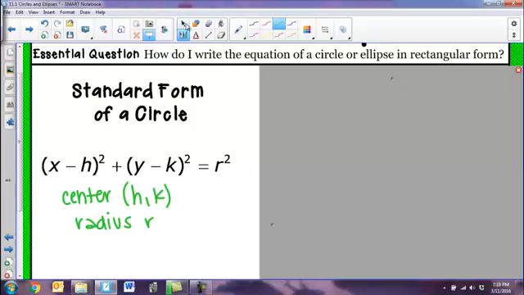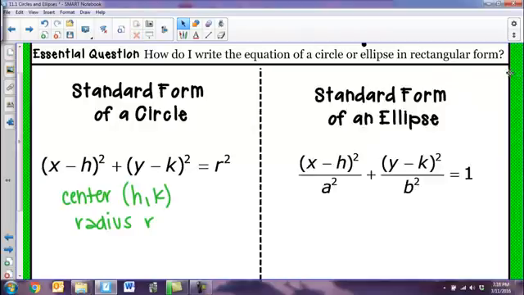Okay. Now an ellipse is a little bit more tricky. And this is what the standard form of an ellipse looks like. We have (x minus h) quantity squared all over a squared plus (y minus k) squared all over b squared equals 1. And so the difference here is that you have equals 1 and you're going to have denominators that are different. If your circle said equal to 1, it would have r squared under the bottom. So if I look at this guy, we still have a center.